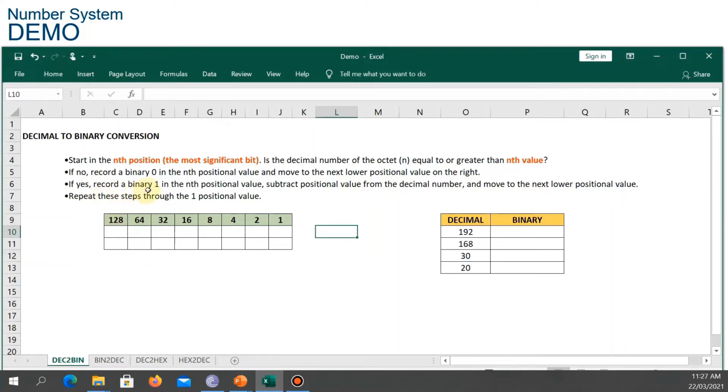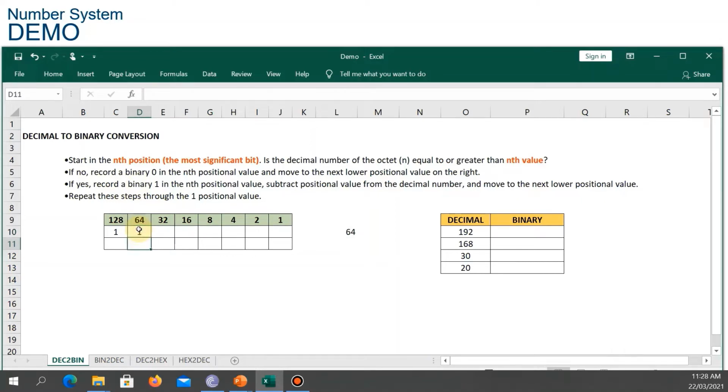So therefore, since it is yes, we place binary 1 here. And then we have to subtract. Take note that the decimal given is 192. So that's 192 minus the positional value, which is 128. Minus 128 here would yield 64. Now the current decimal value is 64. Is 64 greater than or equal to the next positional value, which is 64? They are equal, so we record binary 1 here.